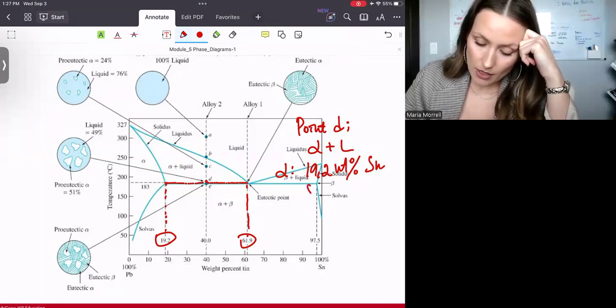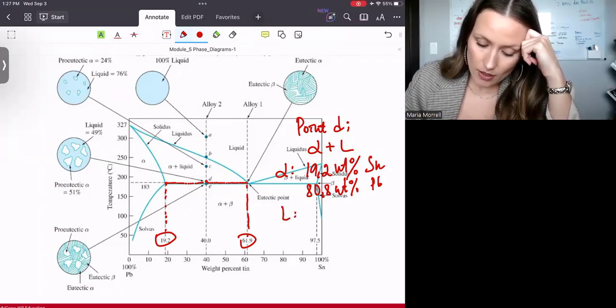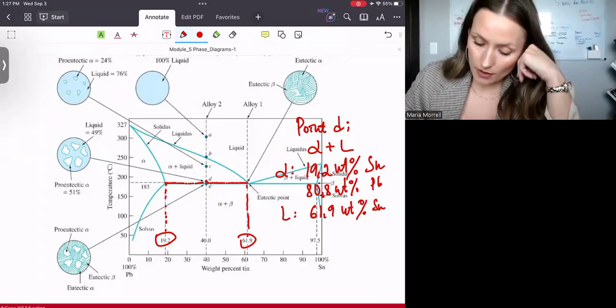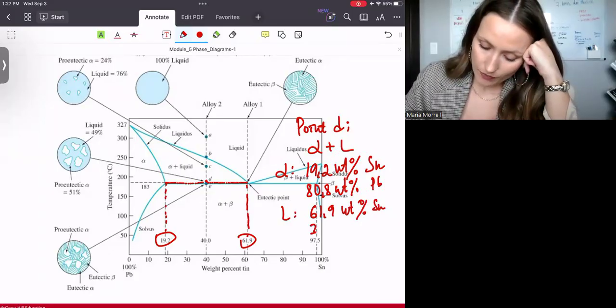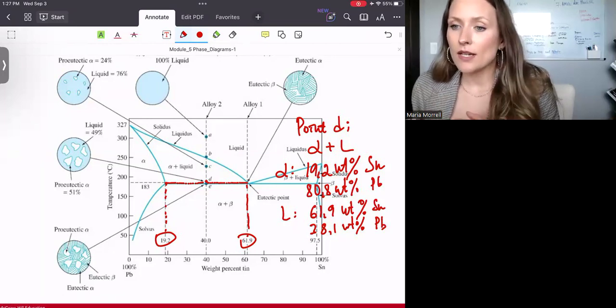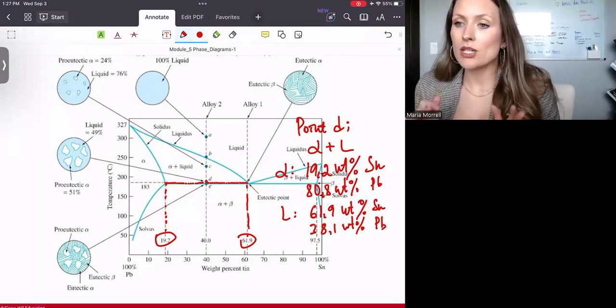Meaning that the remaining 80.8 weight percent is going to be lead. For liquid, I'm going to have 61.9 weight percent tin, right? And then the remaining is going to be 38.1 weight percent lead. Right, so I just defined the phases present and I defined the composition of each.